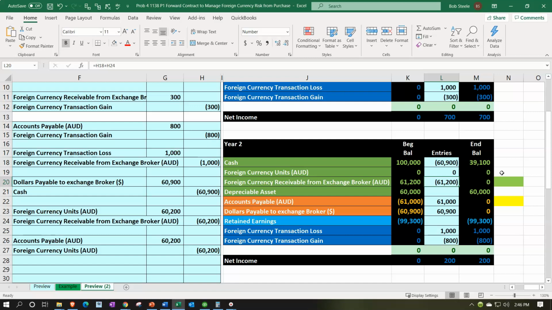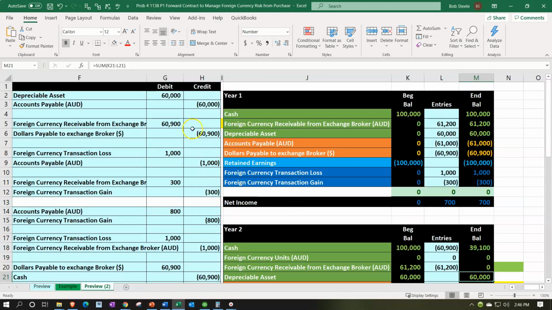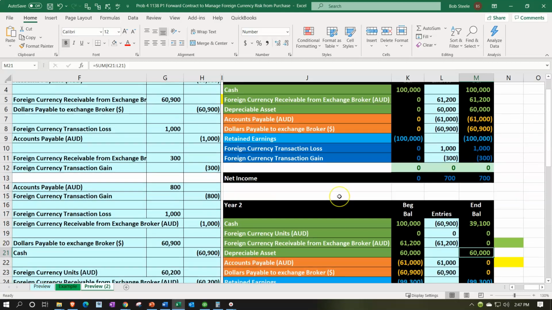So there we have it. So now we've got the cash on the books. We used the foreign currency units to pay off the payable. The foreign currency receivable has now been received. And then the depreciable asset, this is important to note, is on the books at $60,000, which is the first transaction we put on the books. We didn't change the asset, in other words, due to the fluctuation in the foreign currency units for either the payable related to it or the forward contract related to it. And that's important to note.